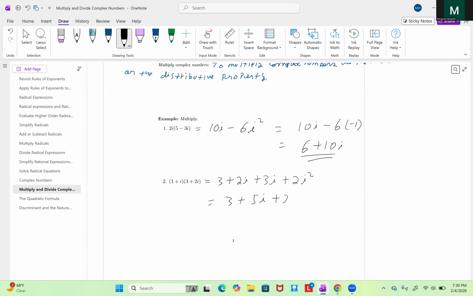Plus 2 times i squared, and i squared is negative 1. So this here is equal to 3 minus 2, since 2 times negative 1 is negative 2. So 3 minus negative 2 is 5, and the answer is 5 plus 5i.